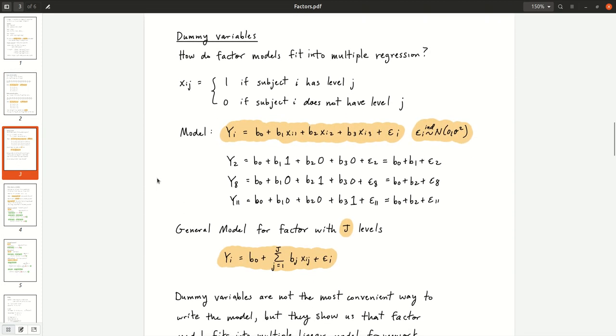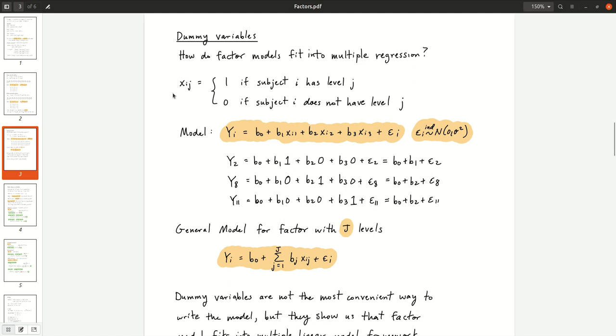Now there's one more way that we'll specify these models. And this is important to understand if you want to know what R is doing, and also if you want to understand how these models fit into the multiple linear regression framework. I gave you a taste of this in a previous lecture, but now we're going to go into it in more detail. And the way this fits into multiple linear regression is with the concept of the dummy variable.